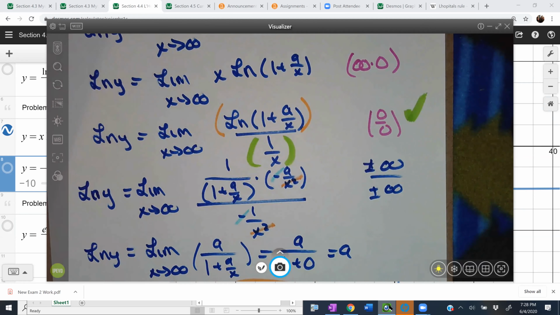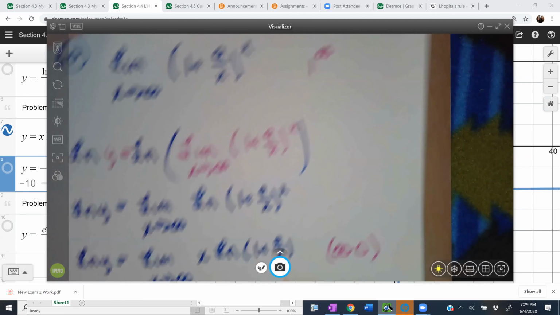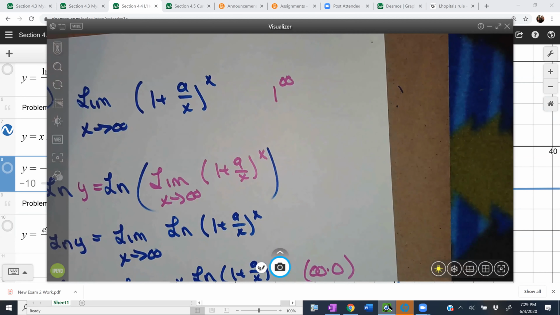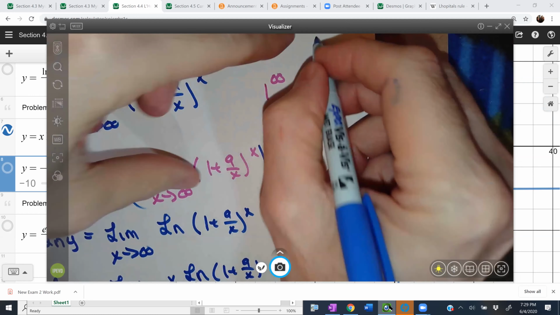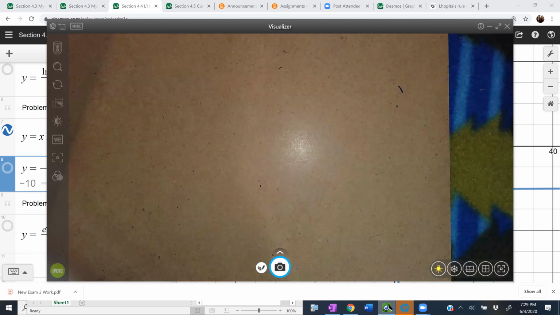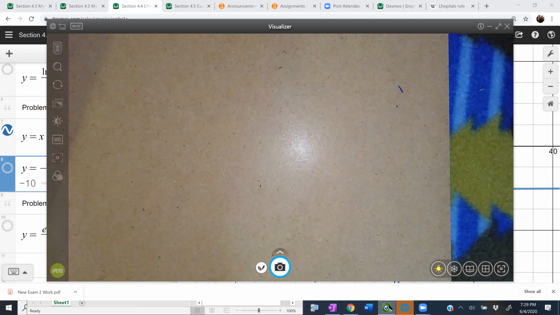You want one more example from L'Hopital's rule? Going once, twice. All right, good deal. That'd be page 10. Whew. All right.